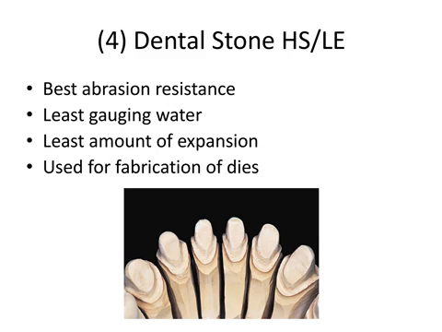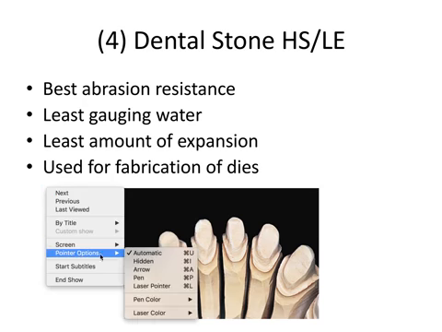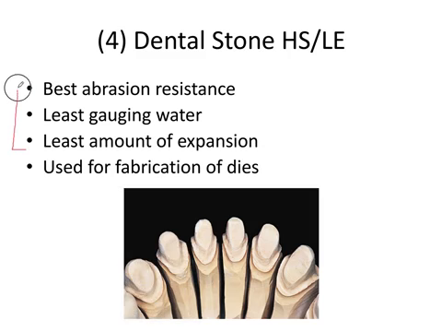Type 4 gypsum is dental stone, and I've abbreviated this high strength, low expansion, HSLE. And so type 4 stone is popular on the board exam because it has, in many ways, the best qualities of all the stones. So it has the best abrasion resistance, it requires the least amount of gauging water, and it has the least amount of expansion. So all of these things are really, really important and great qualities of the type 4 stone.